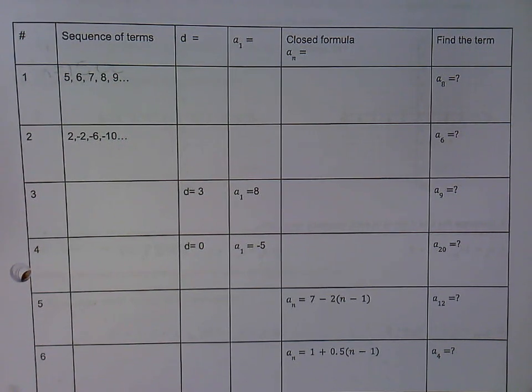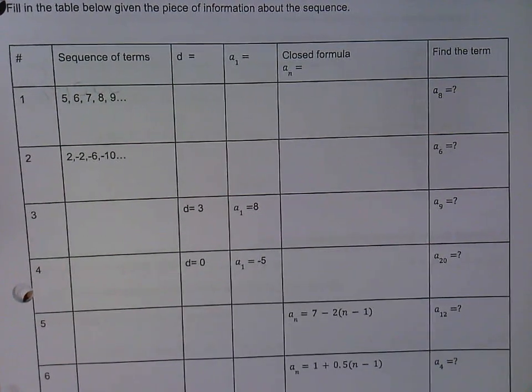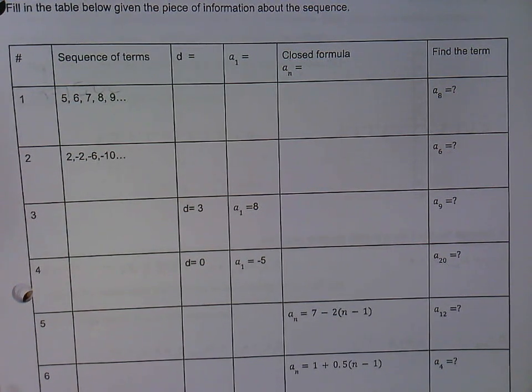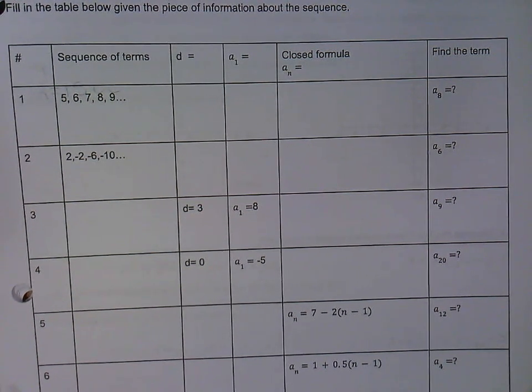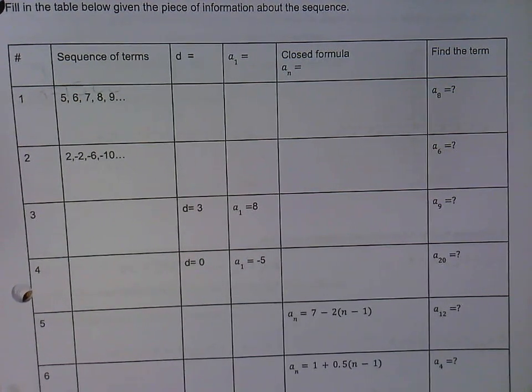So on number 1, I gave you the sequence. You have to figure out what the common difference is, what the first term is. Obviously, it's 5 for this one. And you're writing your own closed formula. So then on each of these, they're asking you to use your formula to find a term. But I give you different information on number 3. So on number 3, you're going to say, okay, my first term is 8, and I'm going up by 3 every time. So you can list the first few terms, write your own formula.